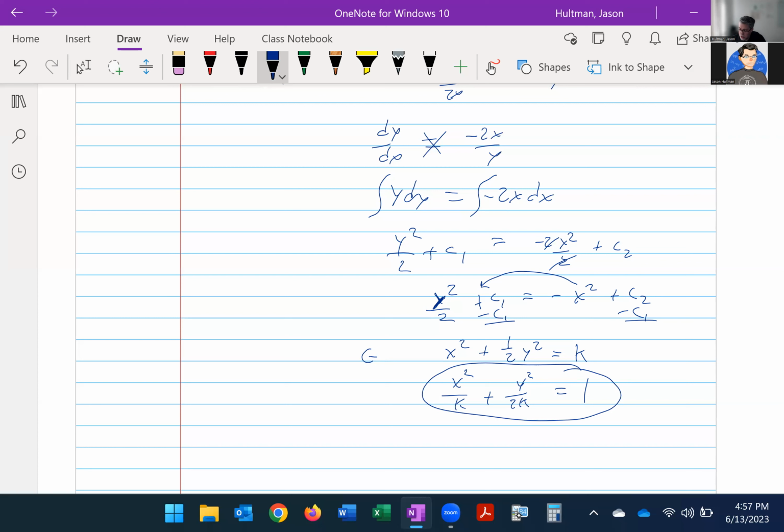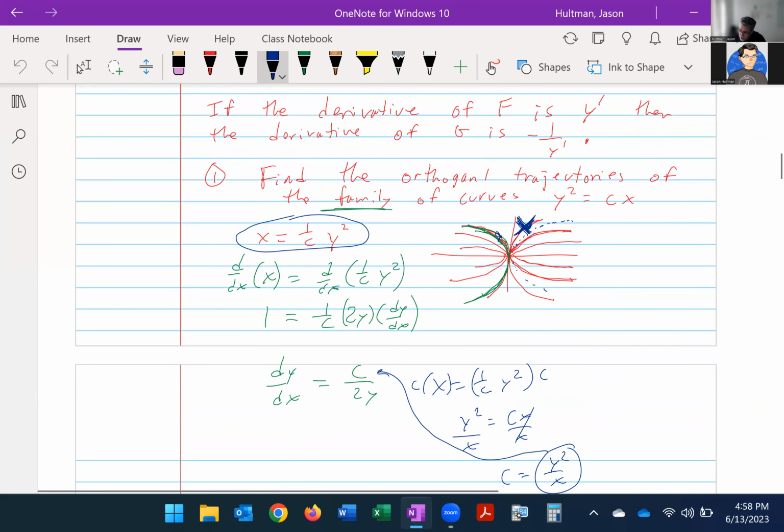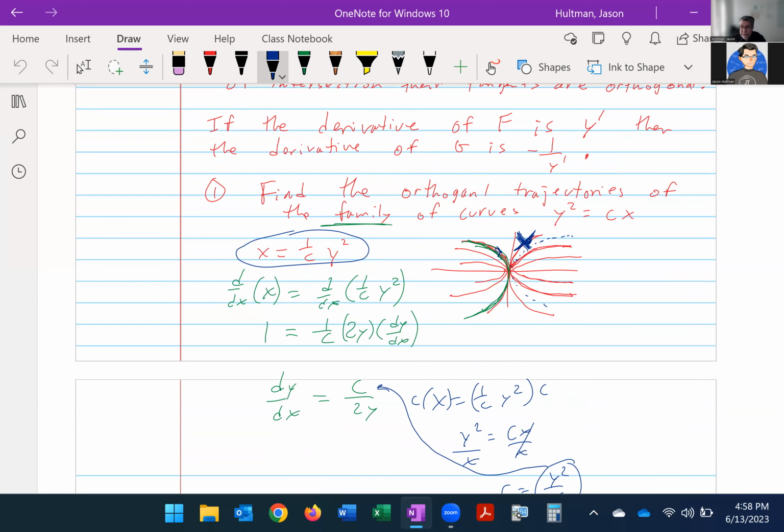Where a squared is k, and b squared is 2k. So we get what's called a family of ellipses. They're saying that if I take some ellipses, I will get orthogonal trajectories. These will always be perpendicular no matter where I'm at on the family of ellipses. This is a family of ellipses, and they will always be perpendicular to the family of parabolas.